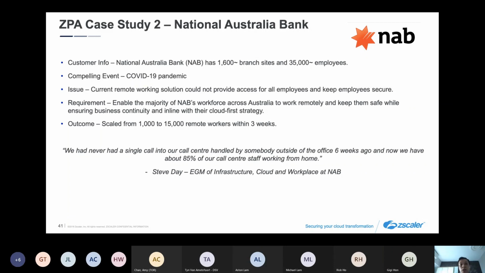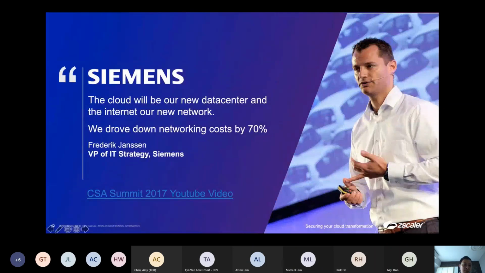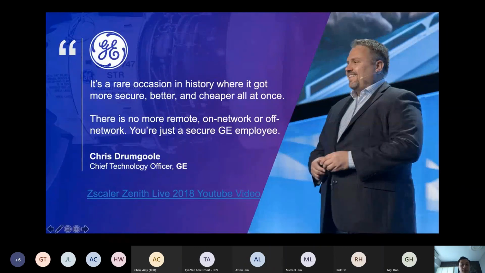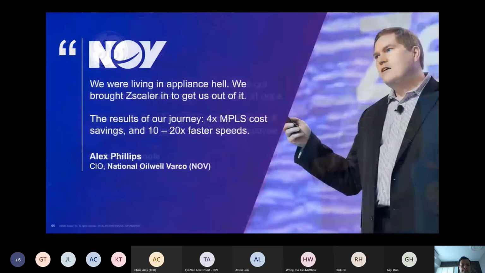So they have actually adopted two of the most major components of our Zero Trust Exchange platform. We also have other customers like Siemens using our Zero Trust architecture to protect their users and help them transform digitally. And also GE. You can find those videos on YouTube; they are actually very happy customers and they always help us to cover public events as well.